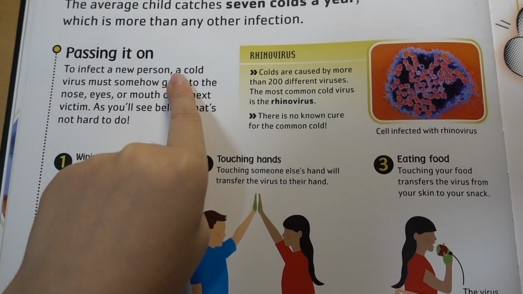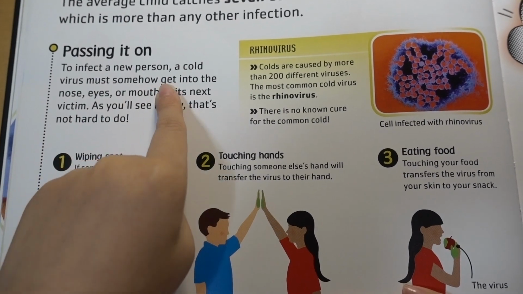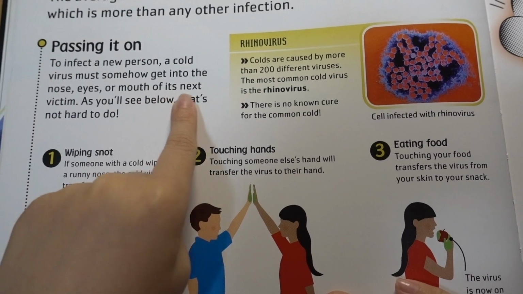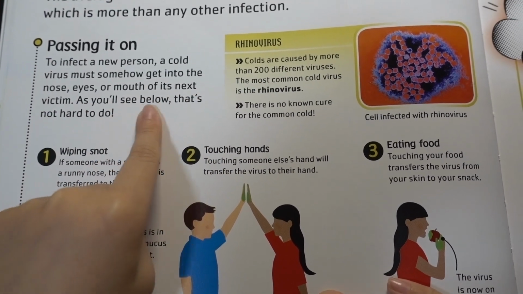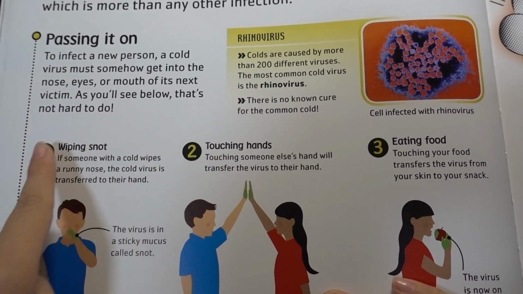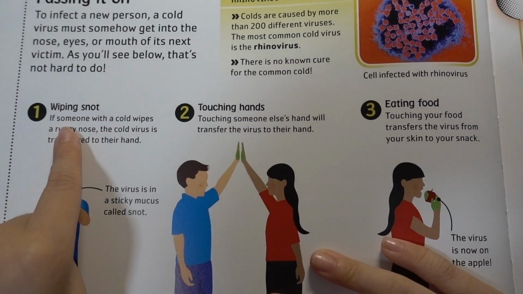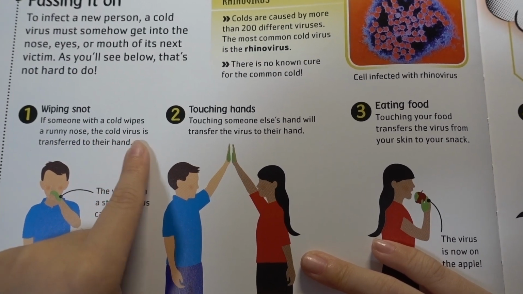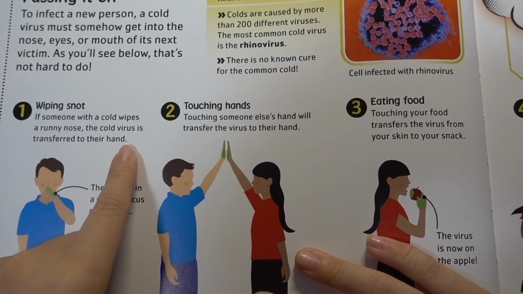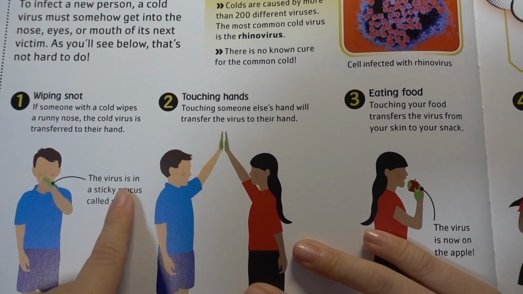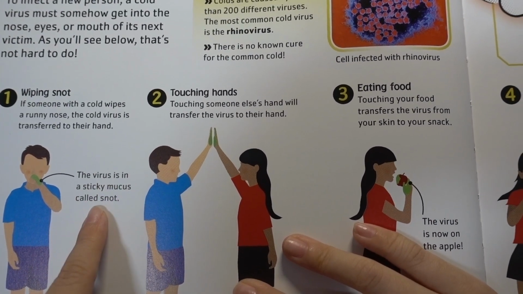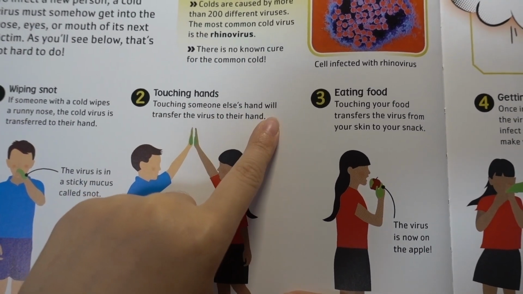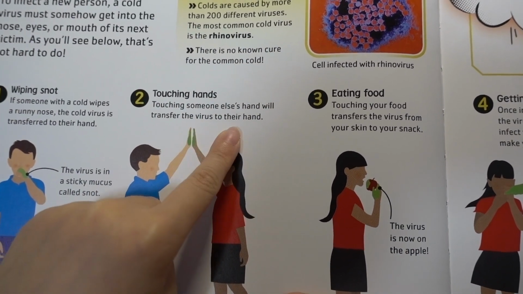To infect a new person, a cold virus must somehow get into the nose, eyes, or mouth of its next victim. As you see below, that's not hard to do. Wiping snot. If someone with a cold wipes a runny nose, the cold virus is transferred to their hand. The virus is in a sticky mucus called snot. Touching hands. Touching someone's hand will transfer the virus to their hand.